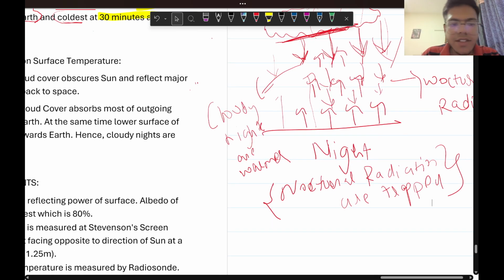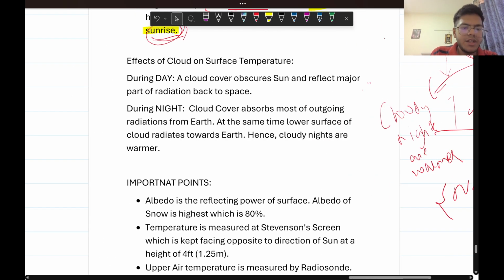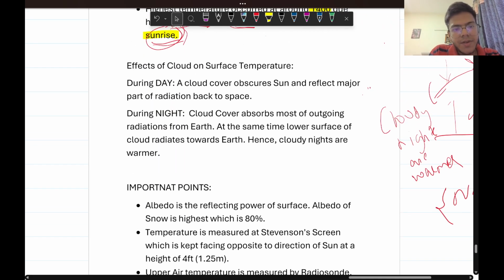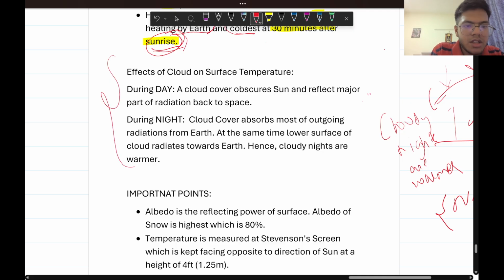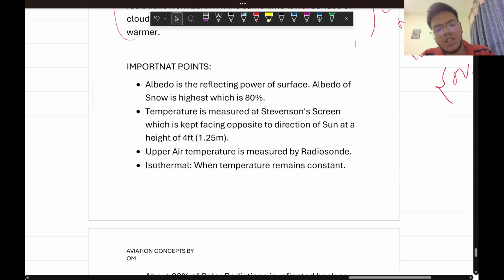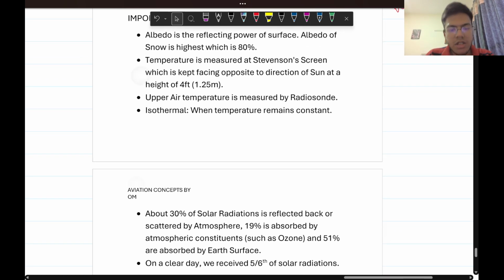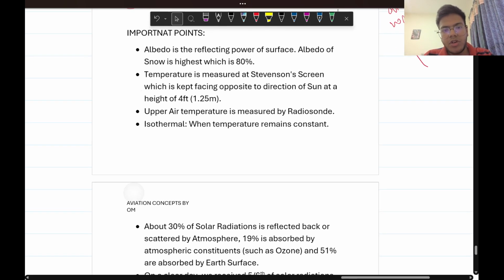That's why cloudy nights are warmer. Now guys, this is all that is written here. We'll see these important points, which are important from your exam point of view.